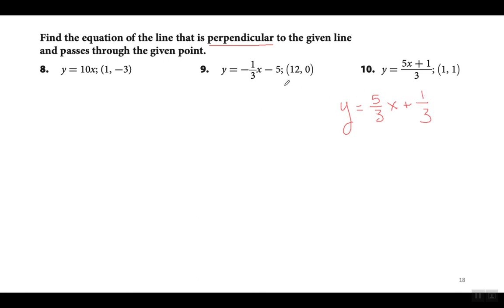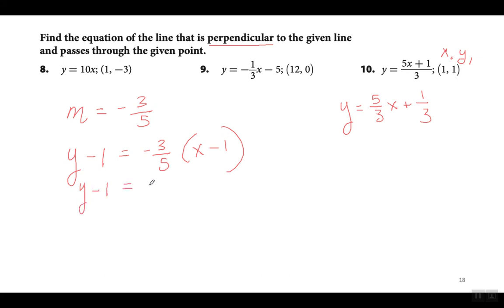Okay, so if a line is perpendicular to that one, let me write it over here so I can have plenty of space. The slope will be negative 3 over 5. And this is x1, y1. So once I plug it into the point slope formula, I'm going to have y minus 1 equals negative 3 over 5 times x minus 1. Now I'm going to do the distributive property on the right. Y minus 1 equals negative 3 over 5 x plus 3 over 5.